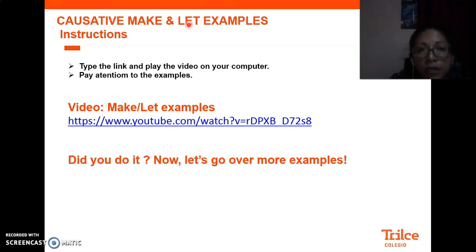For example, when you say, Miss, may I go to the bathroom? And when I say, yes, you can go, that means that I am giving you permission to go to the bathroom. I let you go to the bathroom. Please type this link on your computer to watch the video, and pay extra attention to the examples with make and let and notice the difference.